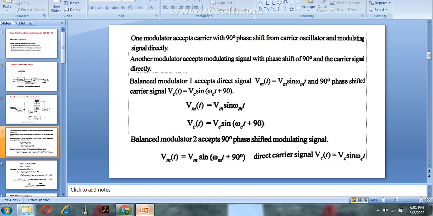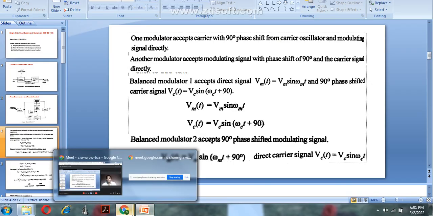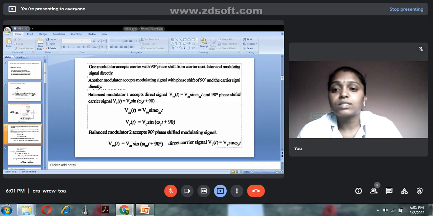This is the following equation. BM1 accepts the carrier with 90 degree phase shift from the carrier oscillator, and the modulating signal is given directly. Another modulator will accept the message signal with 90 degree phase shift and the carrier signal is given directly. So balance modulator 1 will accept the direct signal, that is Vm of t is equal to Vm sin omega mt, and the 90 degree phase shifted carrier signal, that is Vc of t is equal to Vc sin omega ct plus 90 degree phase shift.